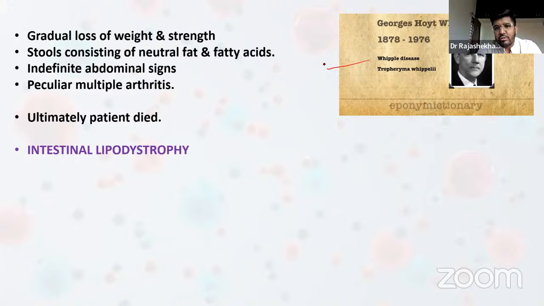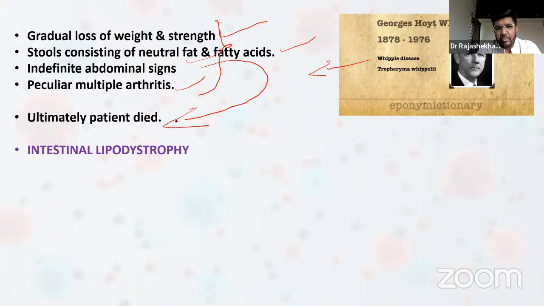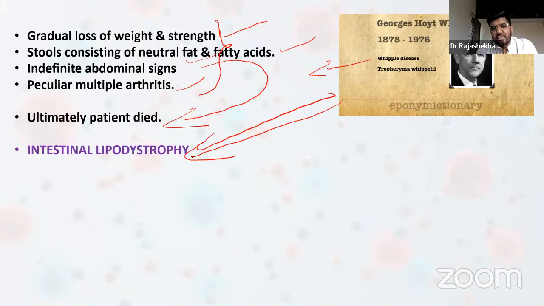So this particular scientist described the patients who presented with gradual loss of weight and strength, a stool consisting of neutral fats and fatty acids, and some indefinite abdominal signs with a peculiar multiple arthritis. So these patients ultimately died due to improper treatment. So this particular disease, the scientist described as an intestinal lipodystrophy due to the presence of lipids inside the cells.